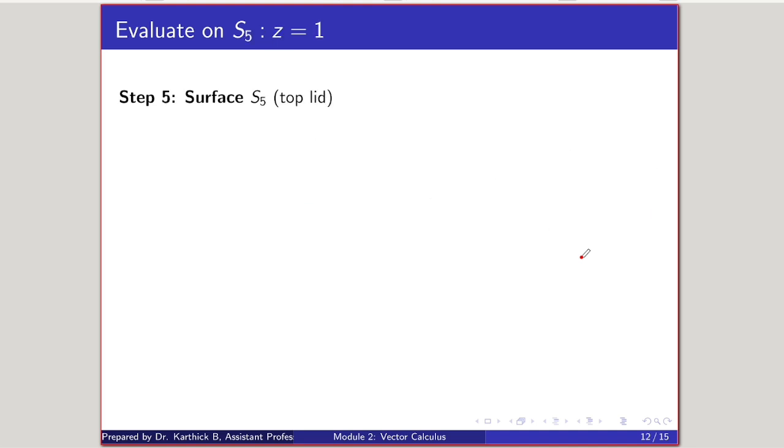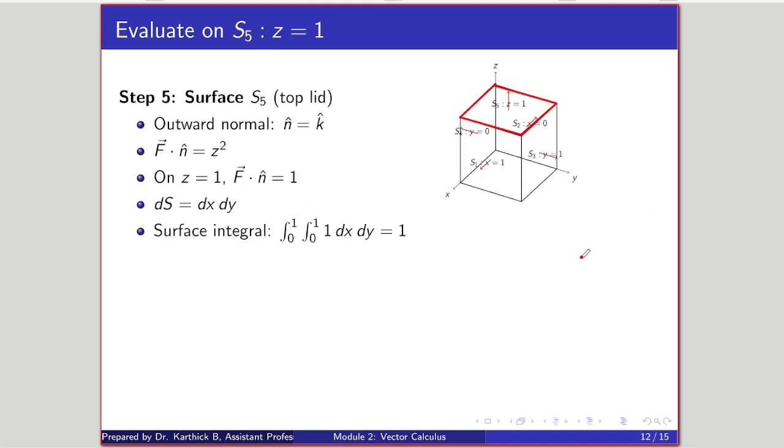So now we go for S5, the top lid. So here, if you see this, it will be 0, 0, 1. Here it will be 0, 1, 0. So therefore 0, 1, 1. Here it will be 1, 1, 1. So here 1, 0, 1. You just see this, all the z values are equal. That means it is equal to 1.